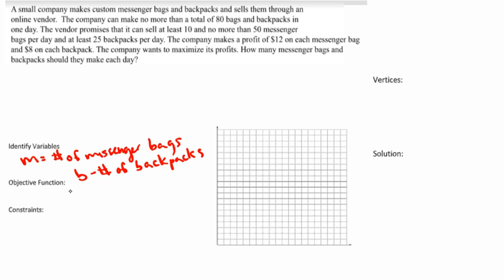All right, and so what do we know? So our constraints. Company can make no more than 80 bags, so M plus B has to be less than or equal to 80. The vendor promises that it can sell at least 10 and no more than 50 messenger bags per day. So the number of messenger bags has to be less than or equal to 50, but should be greater than or equal to 10. Backpacks must be at least 25, so the number of backpacks greater than or equal to 25.